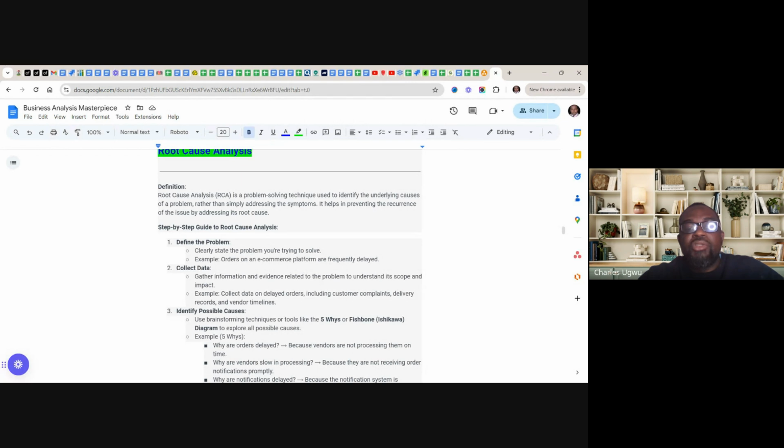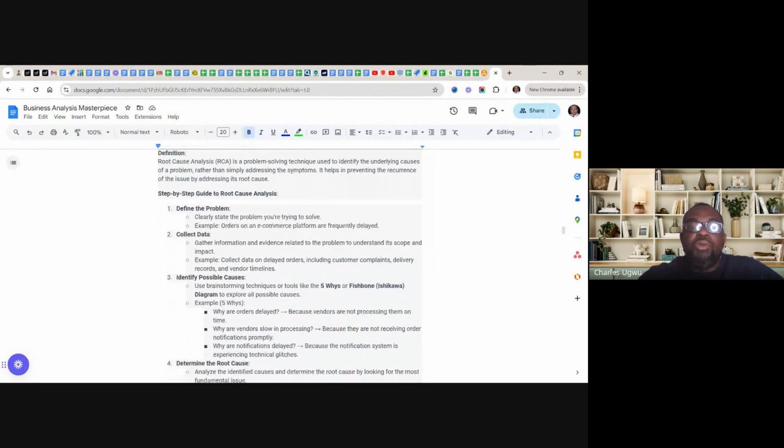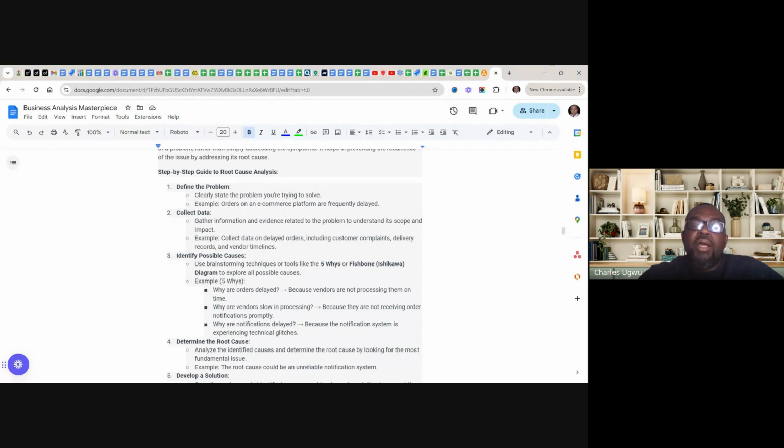Identify possible causes of the problem. Here's what we call the 5 whys. You can use it within a fishbone diagram, or it can equally come on its own. We're going to talk about the fishbone diagram simply. Use brainstorming techniques or tools like the 5 whys or a fishbone diagram to explore all causes.